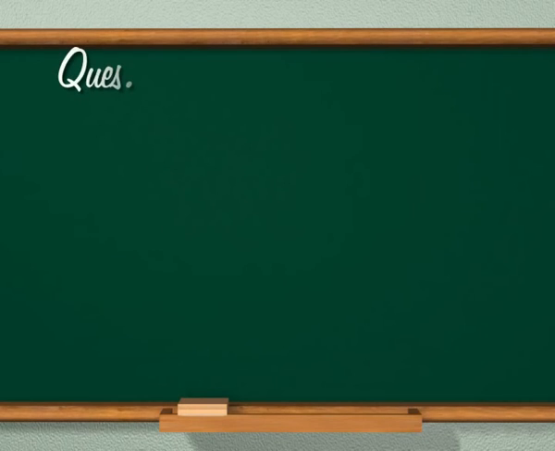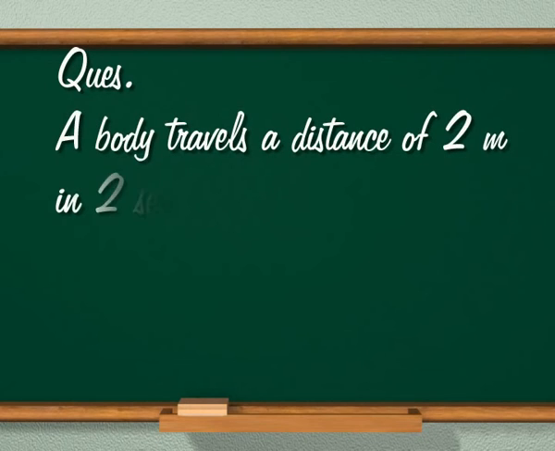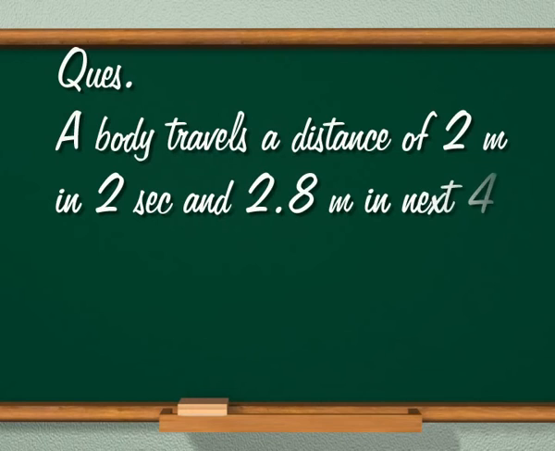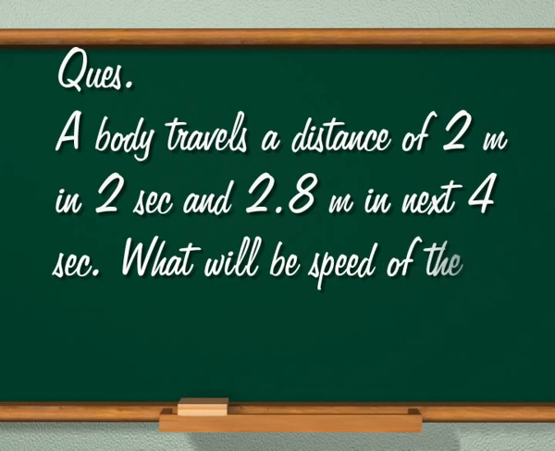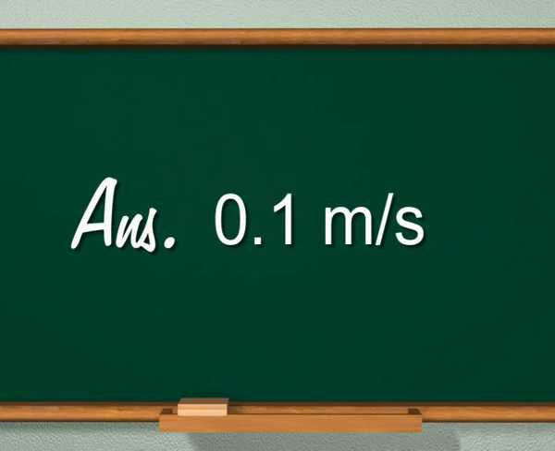And the last question of the day is, a body travels a distance of 2 meter in 2 seconds and 2.8 meter in next 4 seconds. What will be the speed of the body at the end of 10th second from the start? The answer to this question is 0.1 meter per second.